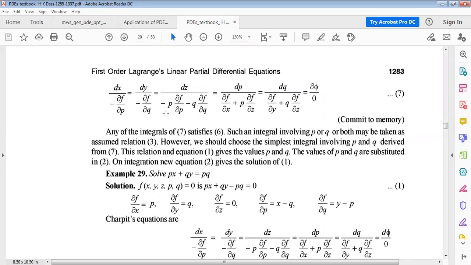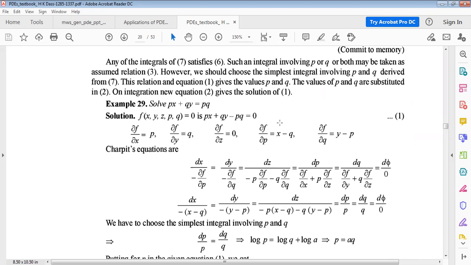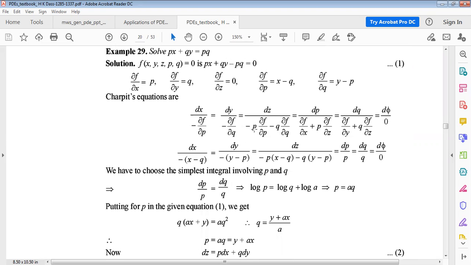This is actually from Charpit's method. Understand? Just comparing with this, we get this ratio from that. Putting these values here, we get this one. Now we have to choose the simplest integral involving p and q. This is dp by p and dq by q. After calculation, we get this.